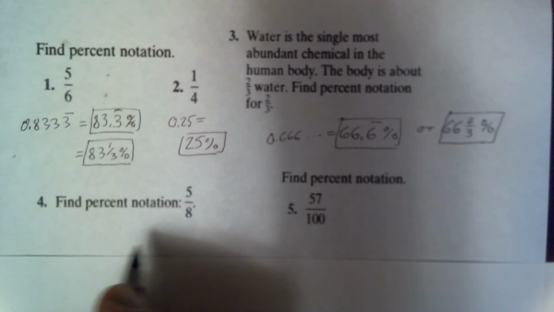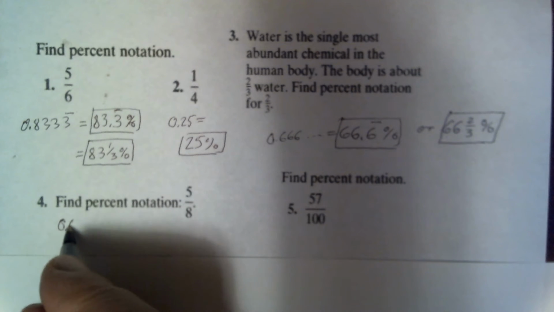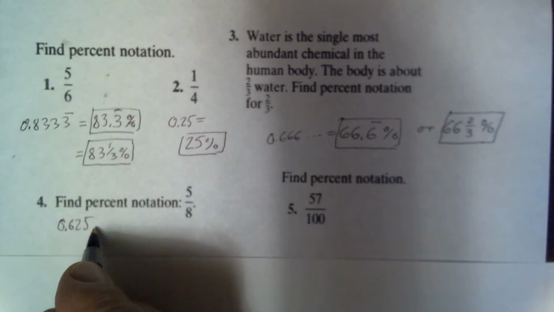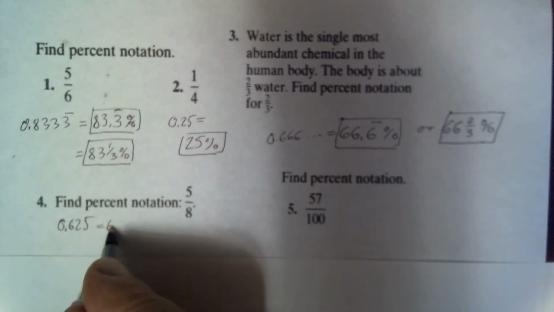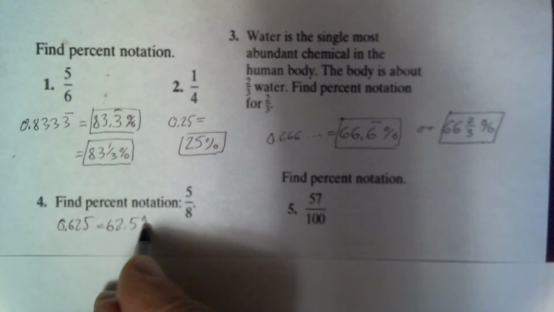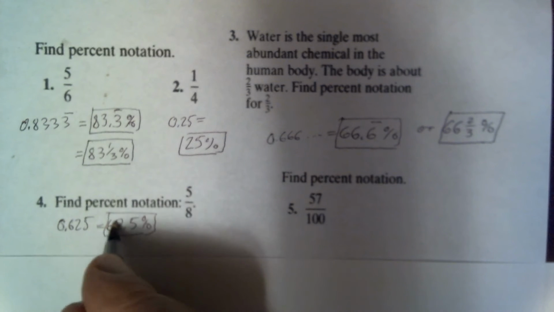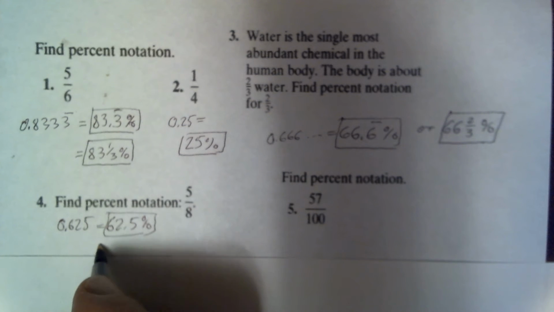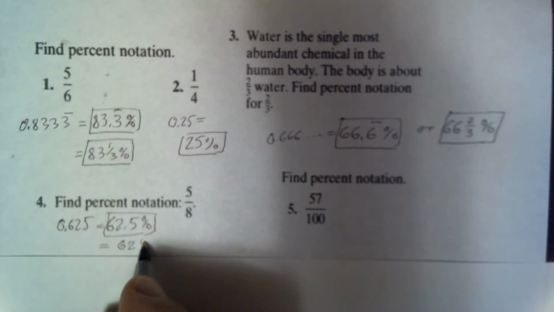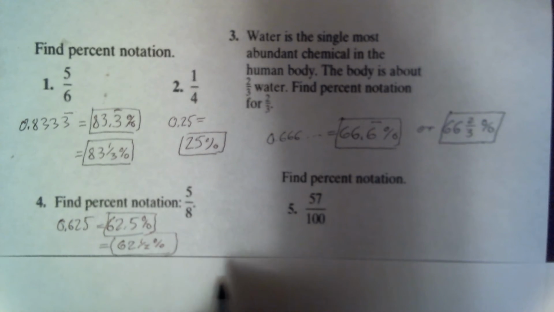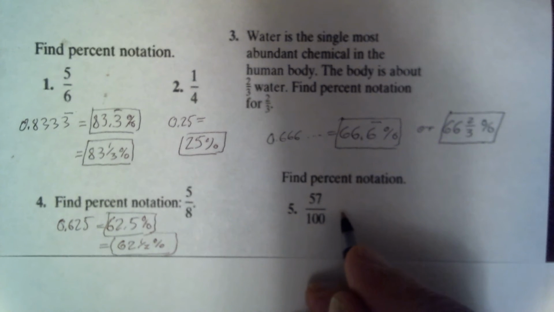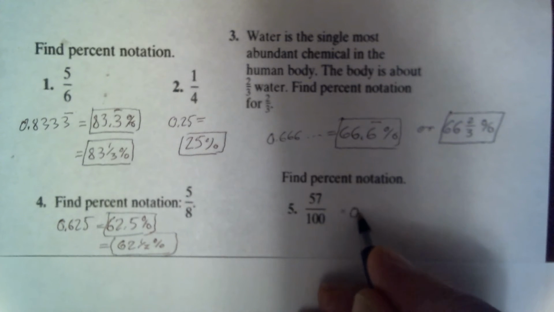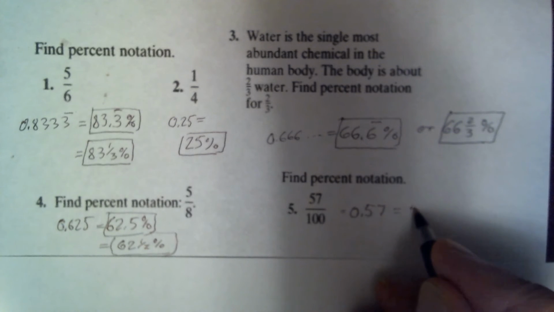When we divide 5 by 8, the decimal is 0.625. We move the decimal 2 places to the right. Then we have 62.5%, and that's the same as 62 1/2%. And 57 divided by 100, well, that's exactly the definition. That's equal to 0.57. Moving the decimal 2 places to the right, that gives us 57%.